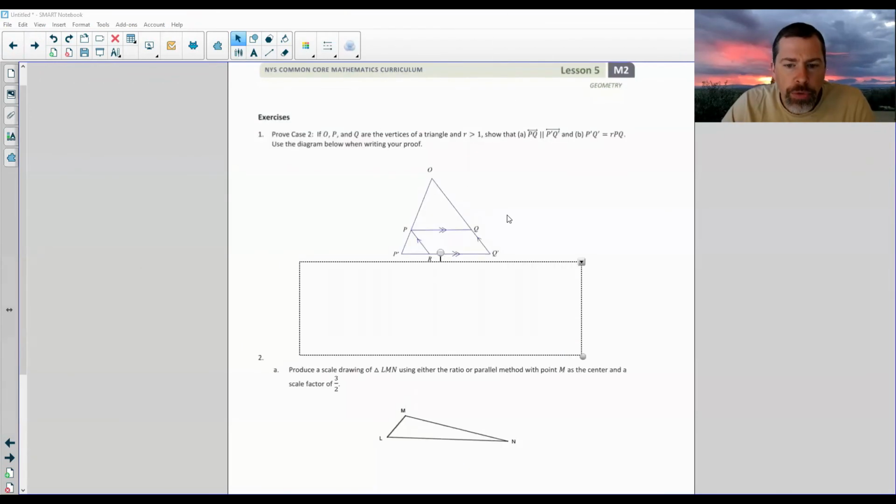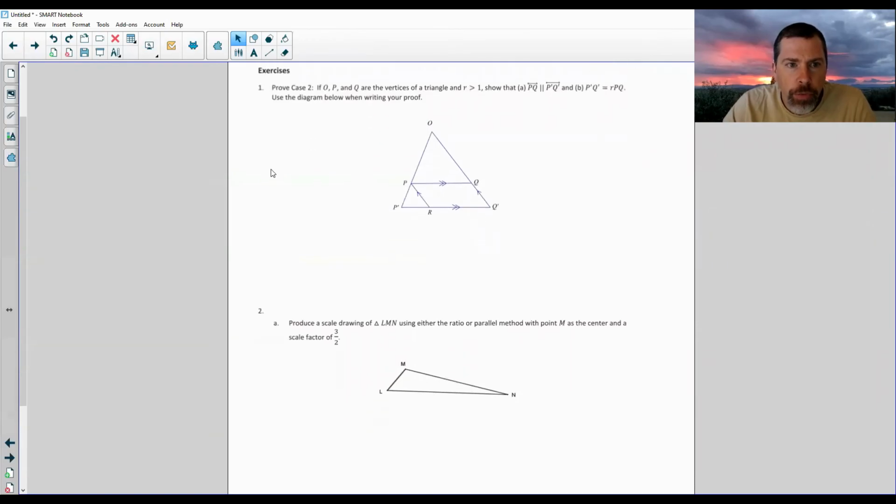Okay, page 4 brings us to an exercise. Try this on your own, pause the video, see if you can do it, and then we'll take a look at it. So here we go. It says prove case 2. If O, P, and Q are vertices of a triangle, this small triangle, and R is greater than 1, show that A, line PQ is parallel to P prime Q prime, and B, P prime Q prime equals R times PQ.